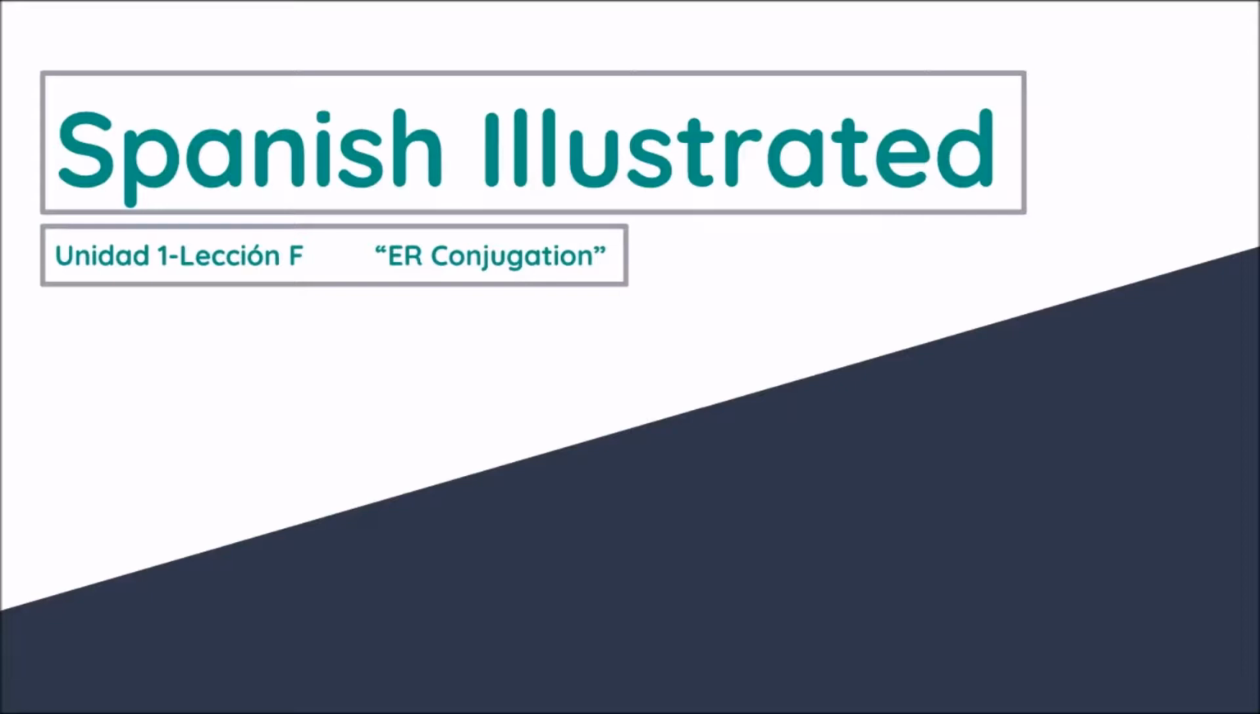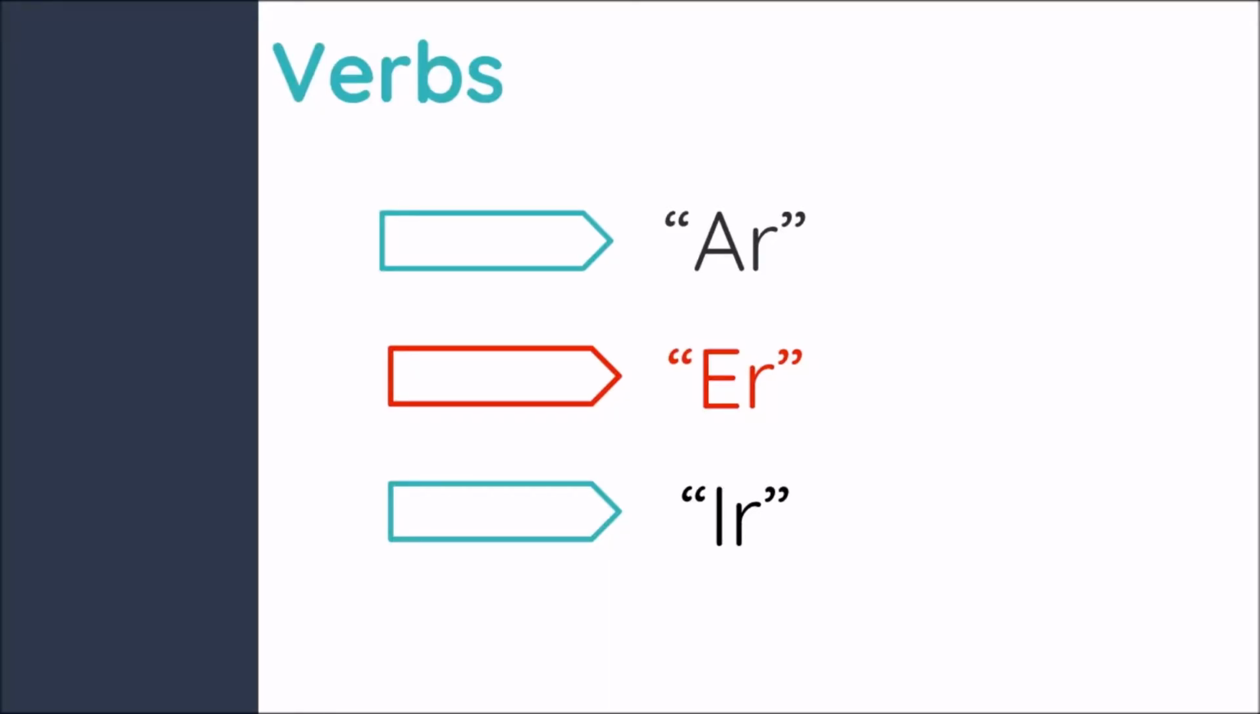Well, as you recall from the last episode, in Spanish there are three main types of conjugation. You have the AR verbs, the ER verbs, and the IR verbs. Now each one has its own way of conjugating or matching up the subject with the verb, but they all are quite similar. However, ER is definitely one of the harder ones because most ER verbs are irregulars.